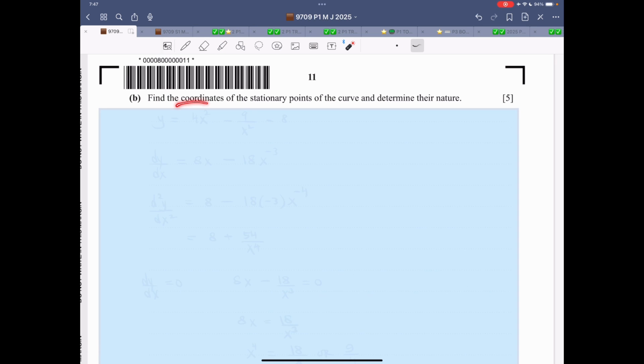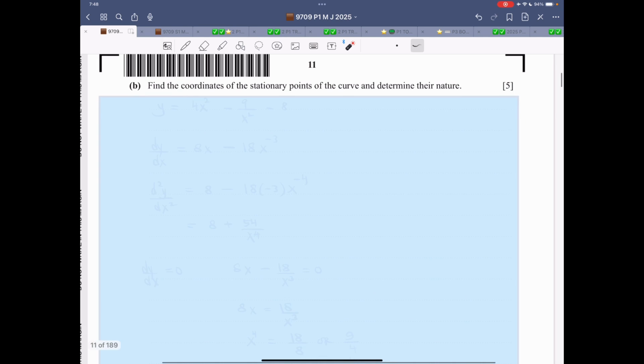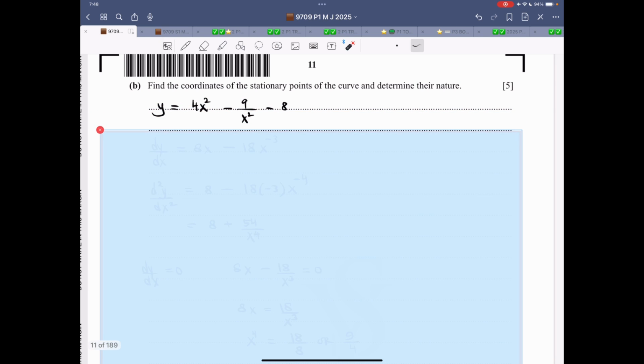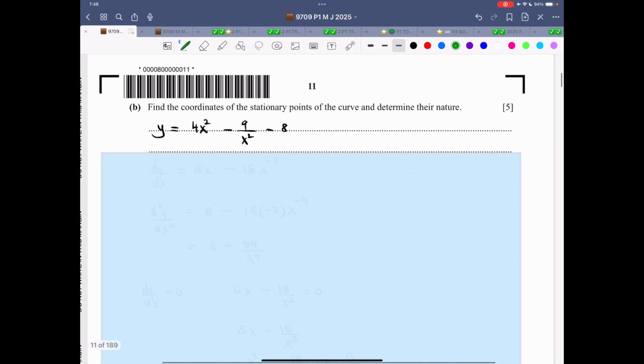It says find the coordinates of the stationary point of the curve and determine their nature. So now over here, we already have this: y equals 4x squared minus 9 over x squared minus 8. Not only are they asking for the stationary point, they are also asking for the nature. So not only are we interested in dy by dx equals 0, we are also interested in the second derivative, d squared y over dx squared.